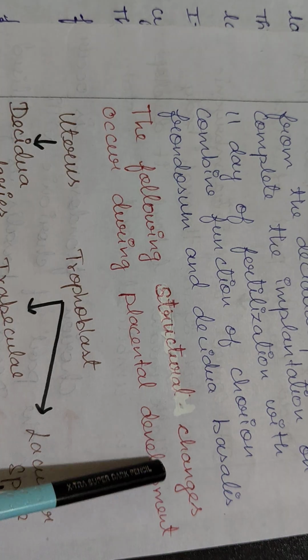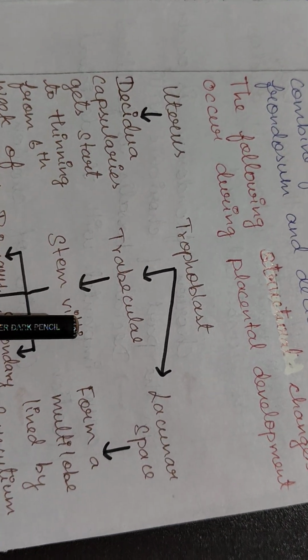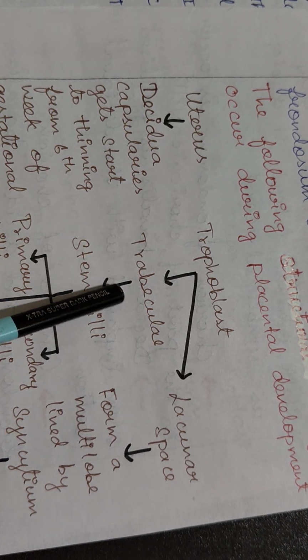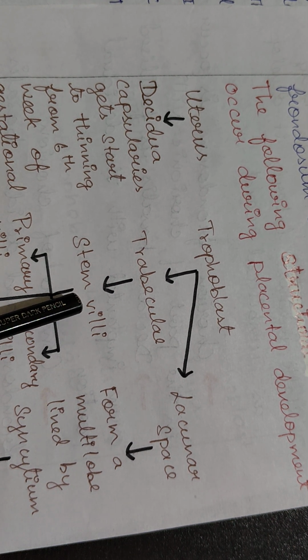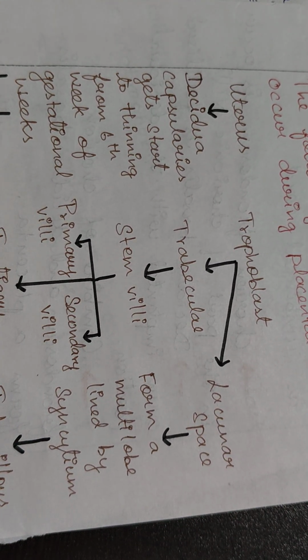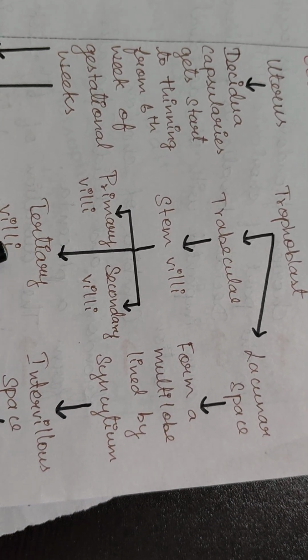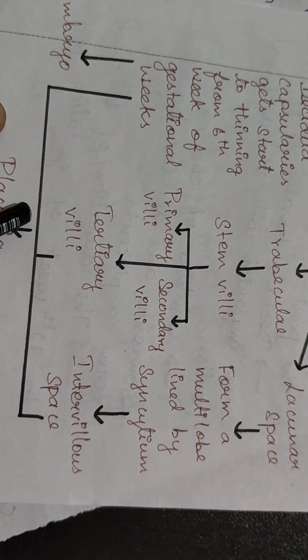The following changes occur during placental development. First is the trophoblast, which we already saw. The trophoblast forms trabeculae, and the trabeculae form the stem villi. As I told you, the primary, secondary and tertiary villi form the stem villi. These become the chorionic villi, which are one part of the placenta.